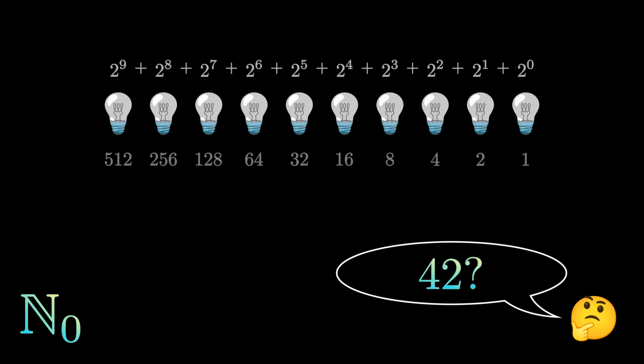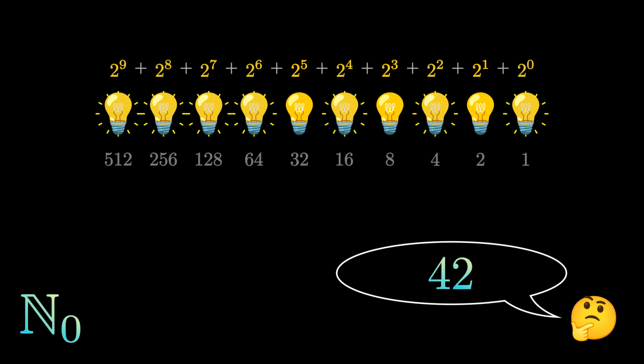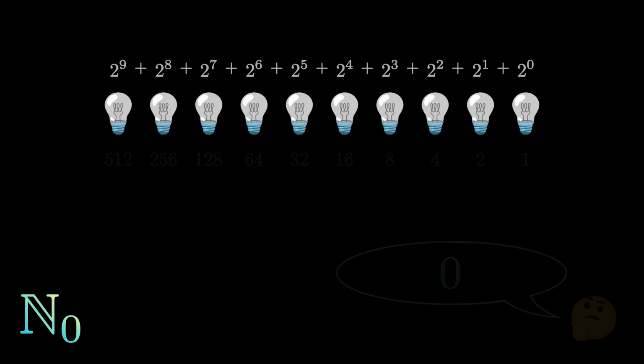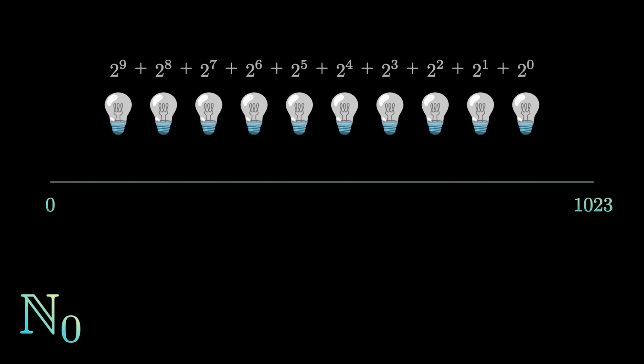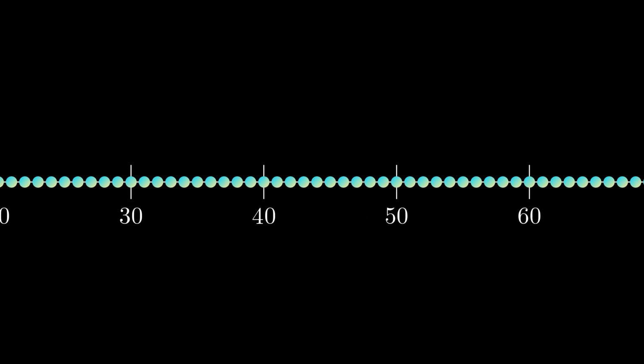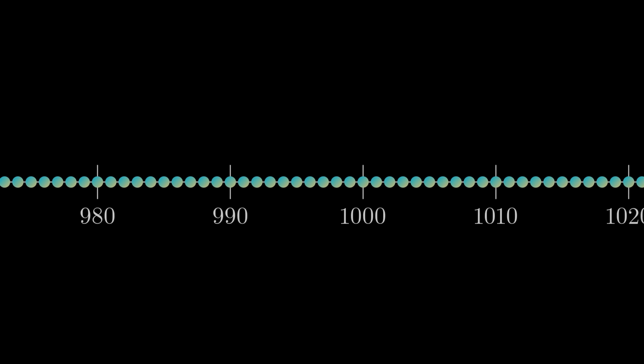Well, the largest power of 2 that fits into 42 is 32. The next one is 8, and finally 2. The largest number we can now represent is 1023. The smallest one is still 0. So with this concept, we have managed to represent 1024 different natural numbers and thus made full use of all configurations.